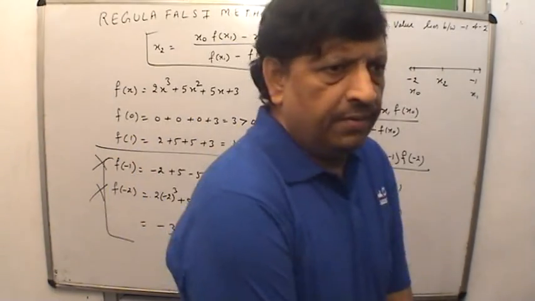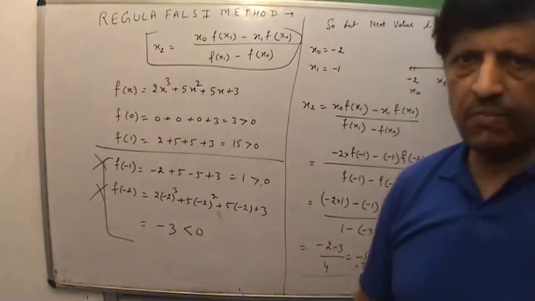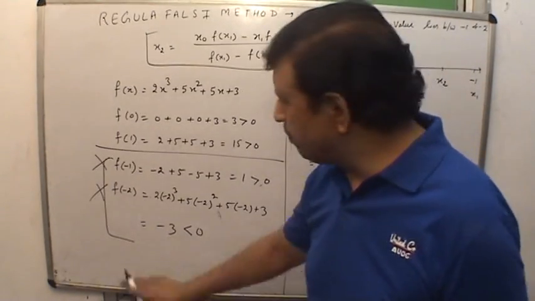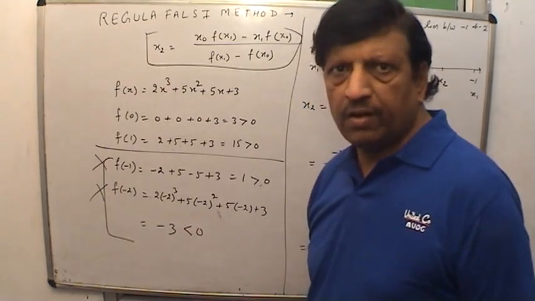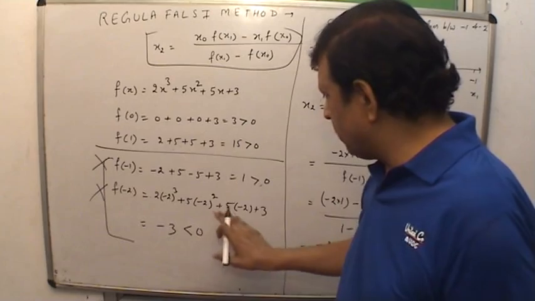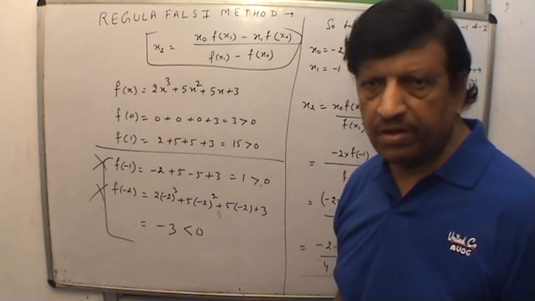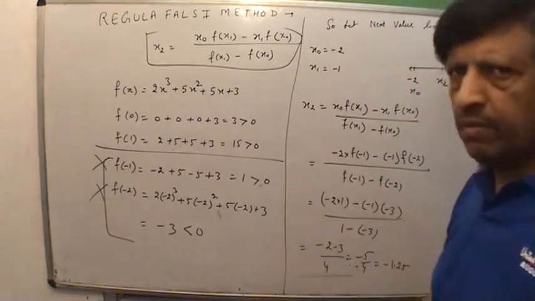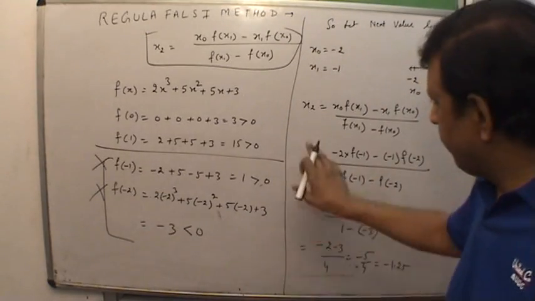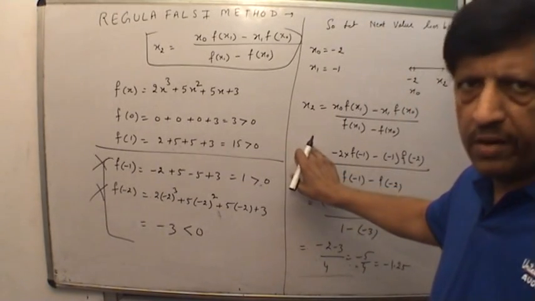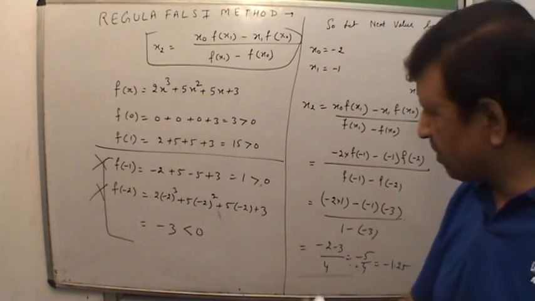So what we have seen, what is the difference between the bisection method and this method? In the bisection method, nowhere we used these values. We were only concerned with the sign, greater than or less than. But here we are using these values in the given formula. That is why this method is much more accurate and faster than the bisection method.